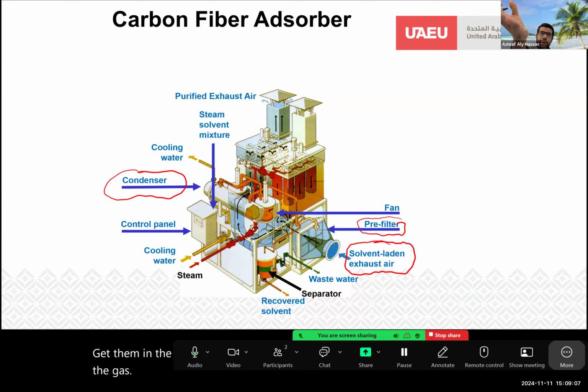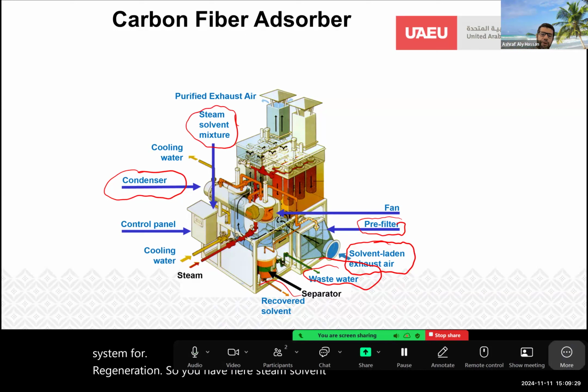Now, the VOCs are the ones that we are treating with this. So some of them will come out in the wastewater. Okay, so this is the wastewater here, and we can get that out. So we also have a system for regeneration. So you have here a steam solvent mixture, and you can recover the solvent here. Here is the steam for the regeneration, and also cooling water, that's for the condenser.